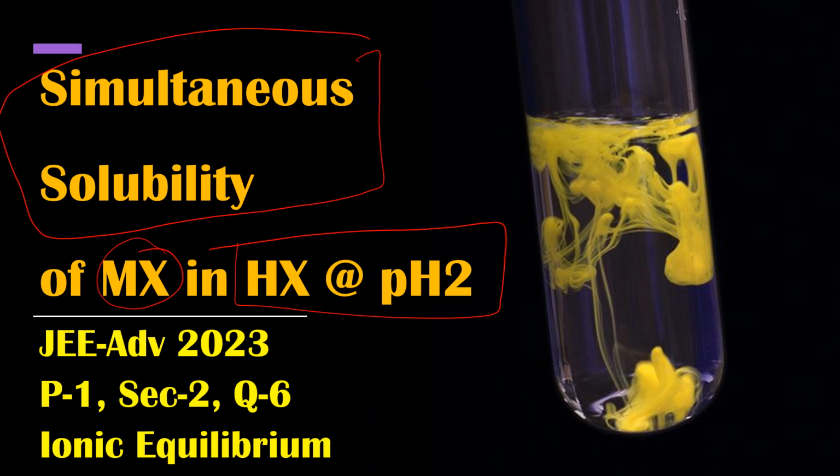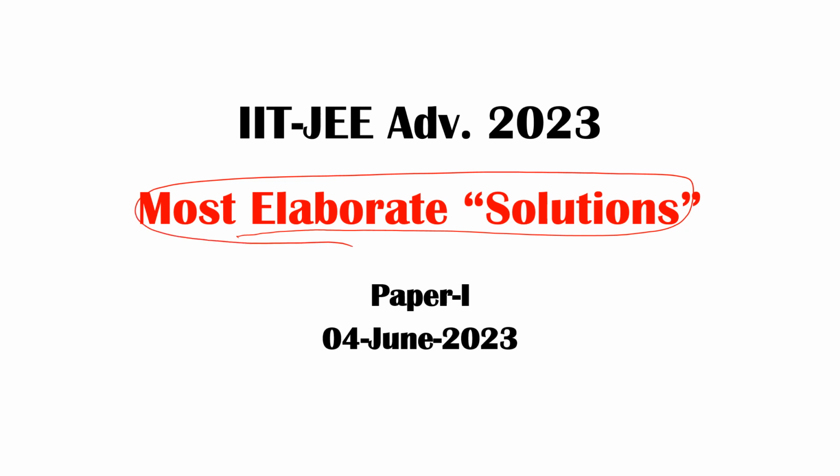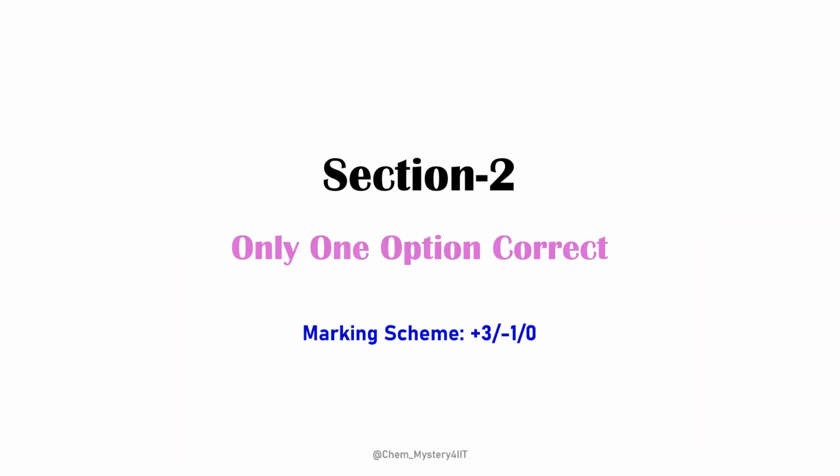Now, we were asked what the pK of the acid would be when, under two different conditions, the difference in the solubility was given to us. Okay, as usual, we are saying this is the most elaborate video solution available on the internet for this question. You can witness it yourself. This is IIT JEE 2023 Paper 1, held on 4th June 23. We are discussing Paper 1. This question is from Section 2, which was only one option correct.